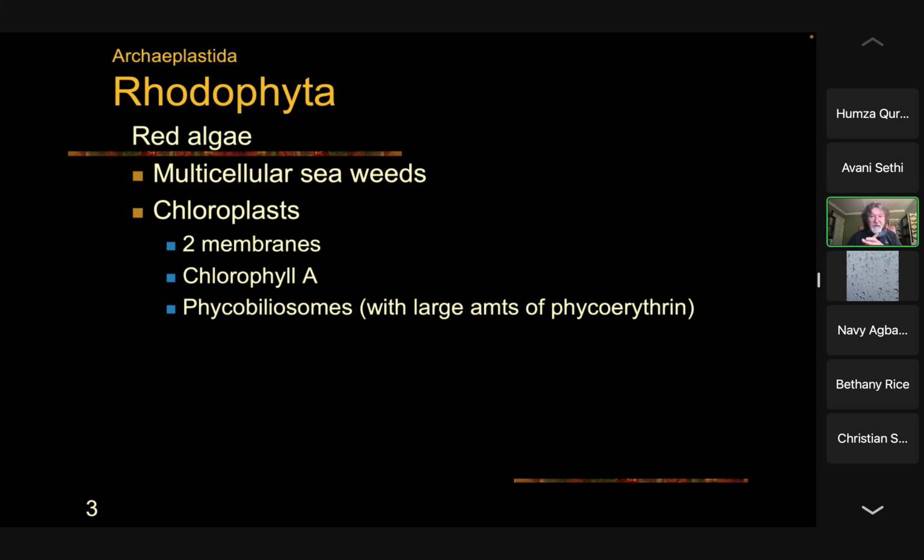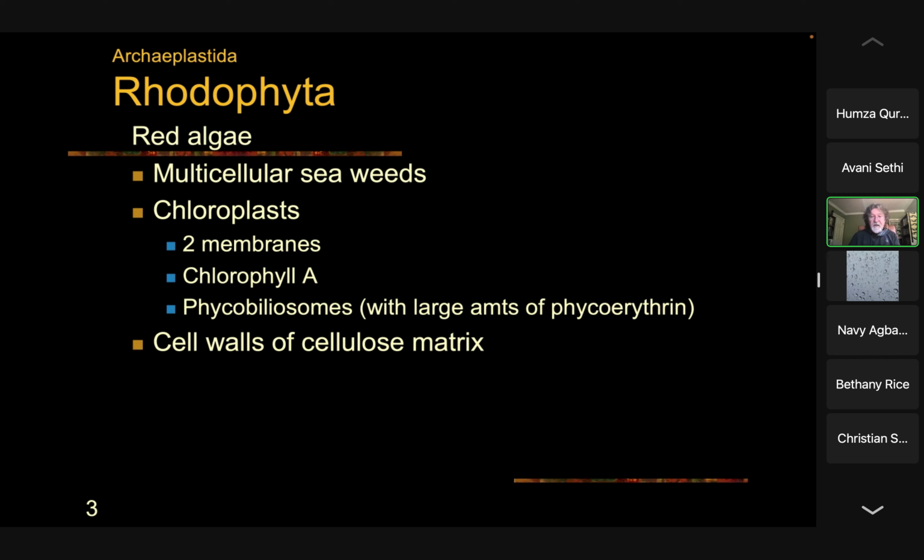And it's because of the phycoerythrin that we usually find red algae further away from shore and in deeper water. This absorbs blue light, and blue light will penetrate deeper into the ocean. Because you're absorbing primarily in the blue part of the spectrum, what you see mostly reflected would be red, and that's what gives them their color.